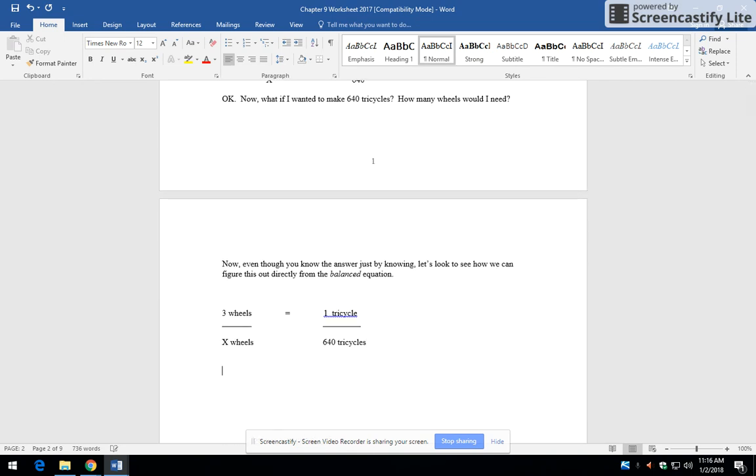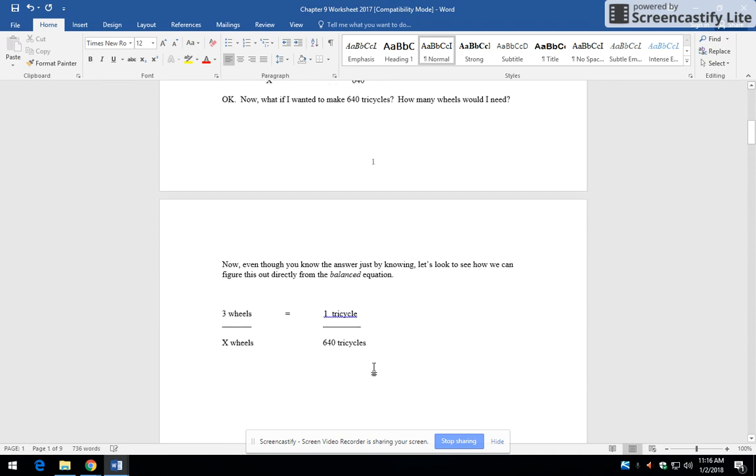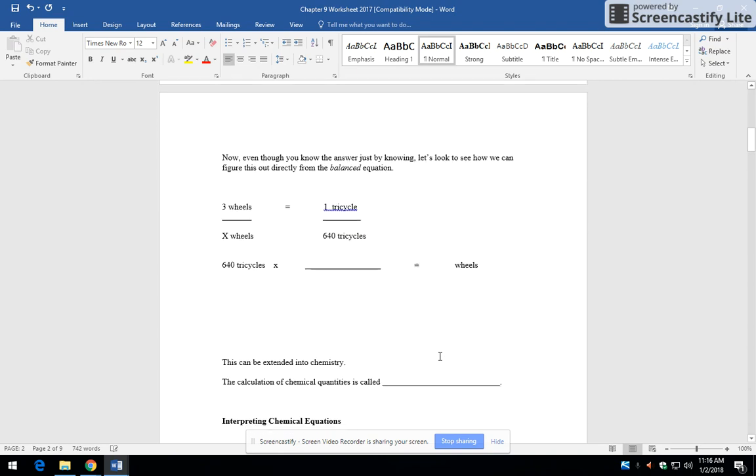Perfectly fine. You could also do this using factor labeling. So the way you'd start is with what you've been told, 640 tricycles. And even if you're not going to do this ultimately, you need to do it now. You need to multiply it by some fraction that's going to give you wheels. So think about what unit you need in the numerator, what unit you need in the denominator, how you're going to cancel things out, and what numbers belong there in order to get the wheels. And yes, you should come out with 1920.